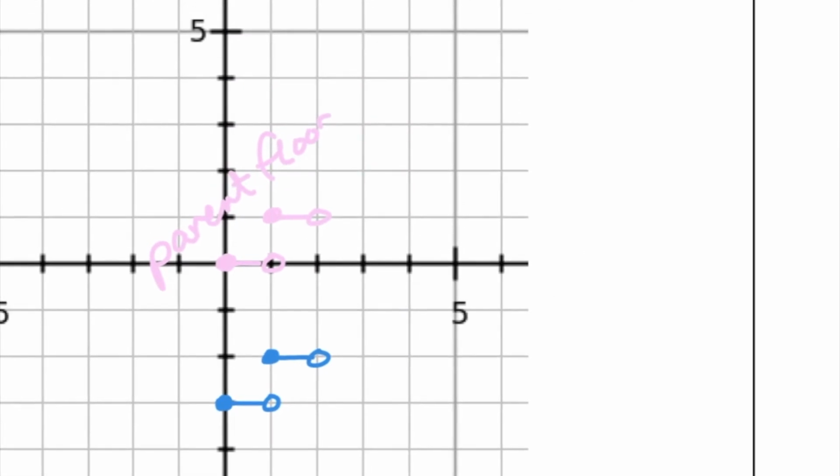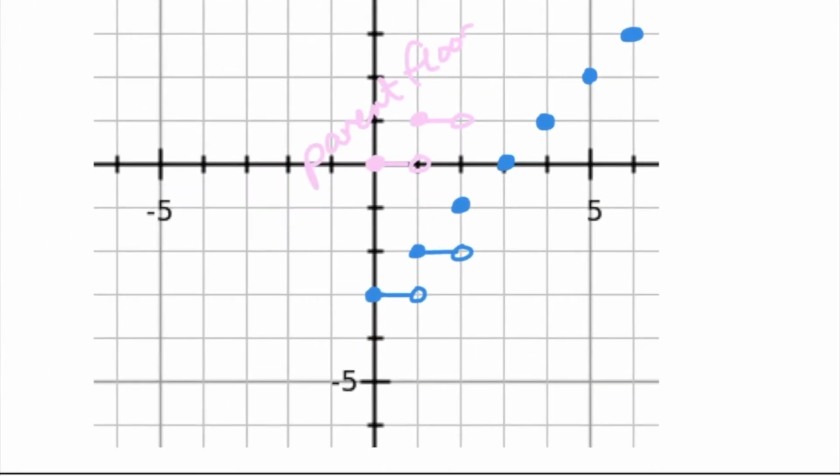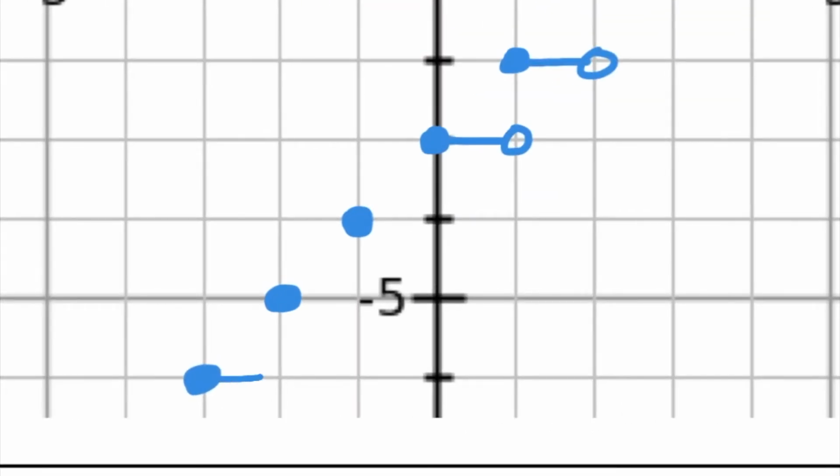And I like to just graph all of the closed circles first, just easier for me. You can do this however it works best for you. And then just fill in the other parts.